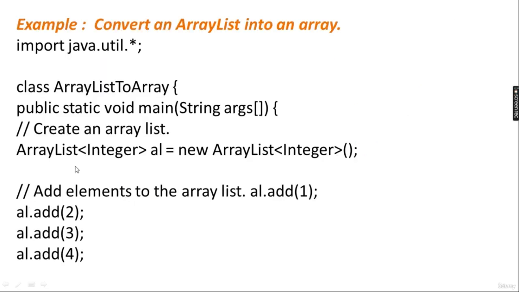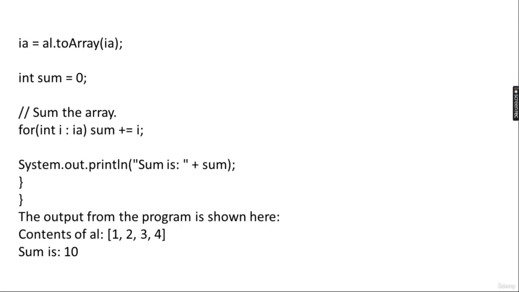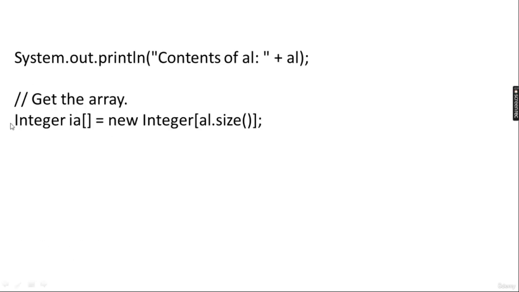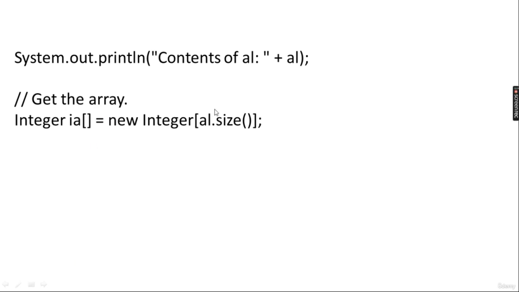Convert array list to array example: we are creating array list AL and adding elements, AL.add 1, 2, 3, 4. Contents of the array list are displayed, and Integer[] ia = new Integer[al.size()]. Okay, so what is this? This is the array we have created of the particular size of this array list. For example, if your array list has 1, 2, 3, 4 elements, your size will be 4 and you will create the array of size 4.